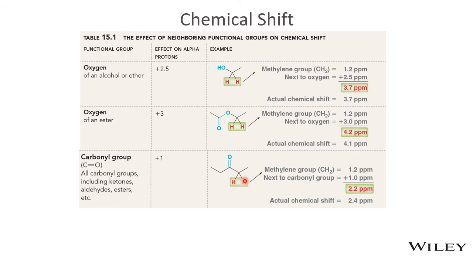Lastly, if you have alpha hydrogens right next to a carbonyl, now a carbonyl, because the oxygen is further away, it has less of an electron withdrawing effect than when you have the oxygen directly attached to the alpha carbon. So we would see a lesser effect by adding only 1 to the typical ppm. So again, these guys normally come out at around 1.2. If we add a carbonyl to the molecule, we would add 1, and we would expect to see the peak at around 2.2. And in fact, in this particular molecule, we do see a peak at around 2.4, which is very close to our 2.2.